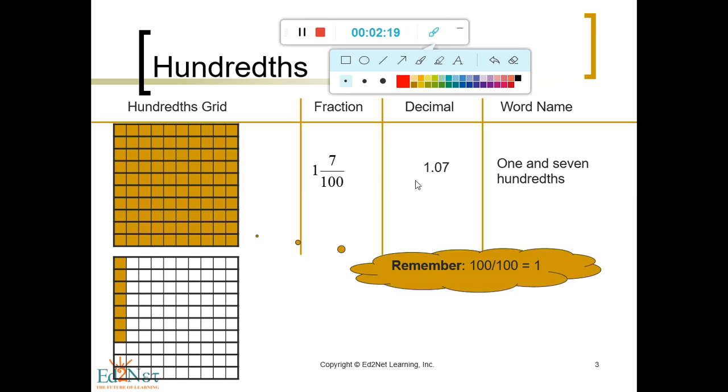Now if we want to write it as a decimal, we write the one in the whole portion. So 1 point, it's 7 hundredths, not 7 tenths, so we can't write it as 1.7. It will be 1.07. As a word name, we call it 1 and 7 hundredths. We read the point as "and". Of course, where do we bring the 1 from? Because it's 100 over 100, so it is 1.